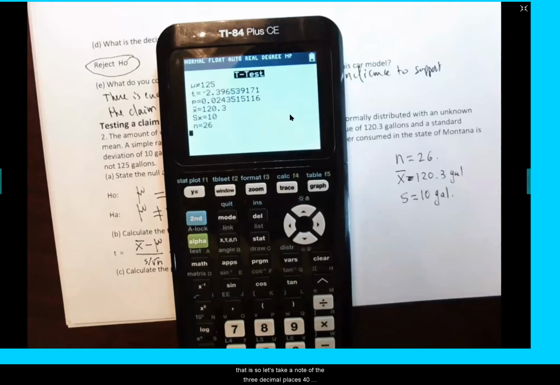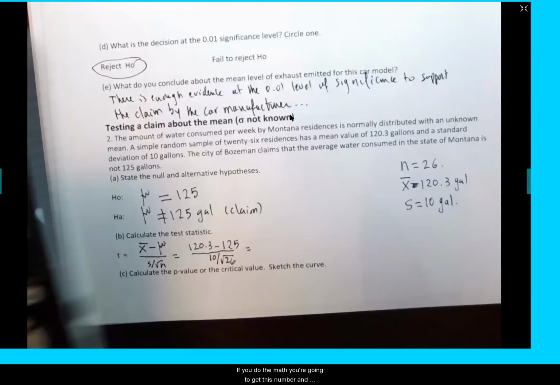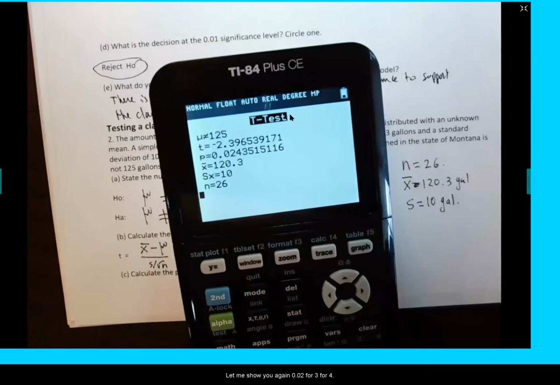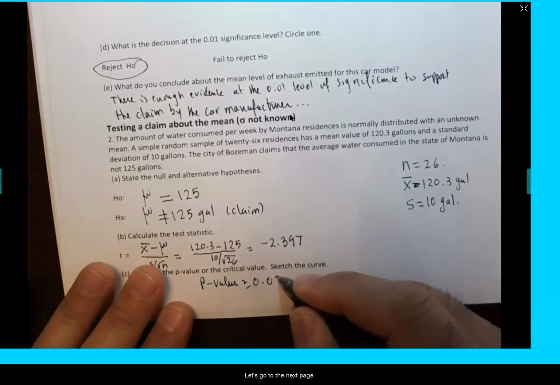So let's take a note of T. Three decimal places for T, guys. So it's negative 2.397. If you do the math, you're going to get this number. And the p-value, let me write it down. Let me show you again: 0.0244. Okay, let's go to the next page.